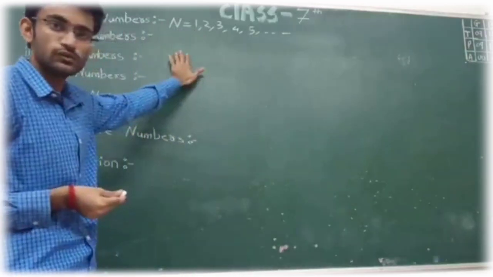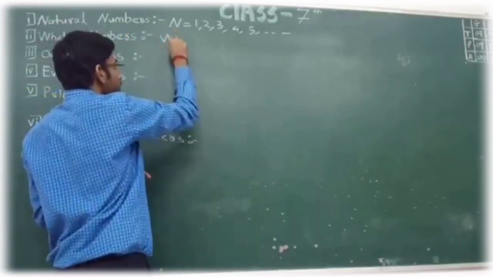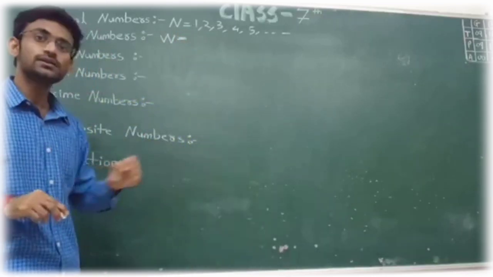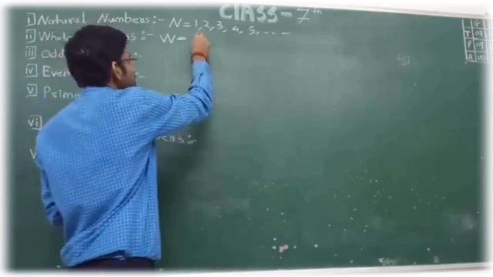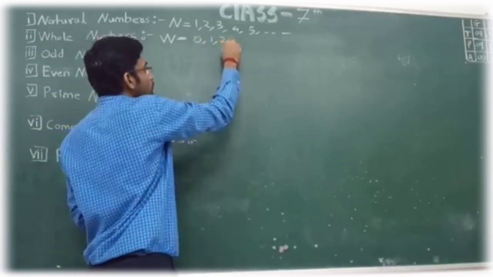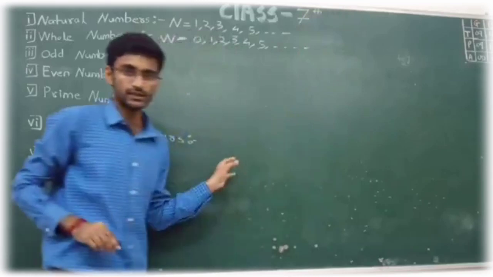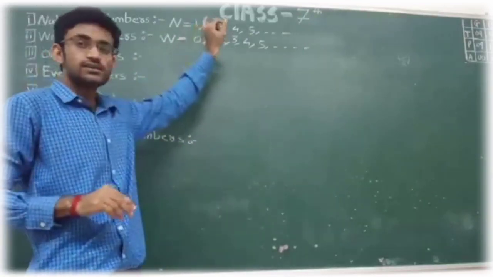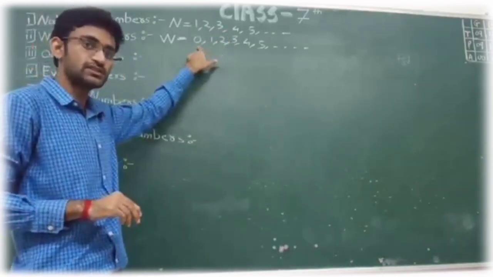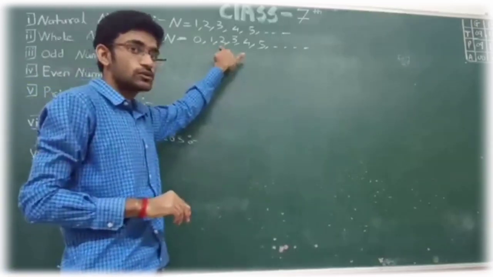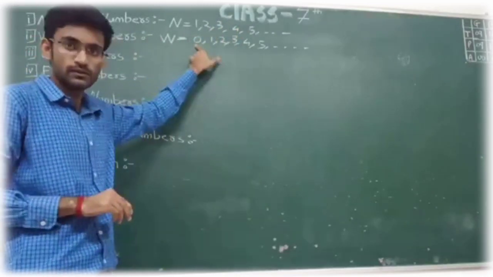The second number we know is whole number. Whole number is denoted by the symbol W. The definition of whole number is the numbers which start from 0: 0, 1, 2, 3, 4, 5, also up to infinity. If you closely see, the difference between whole number and natural number is that whole number has an extra element, which is 0. So 2 is a whole number and also a natural number, but 0 is only a whole number.